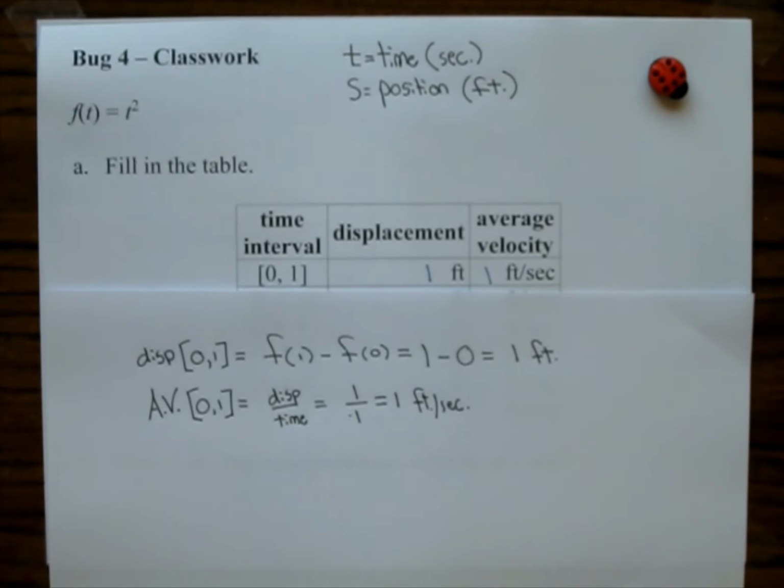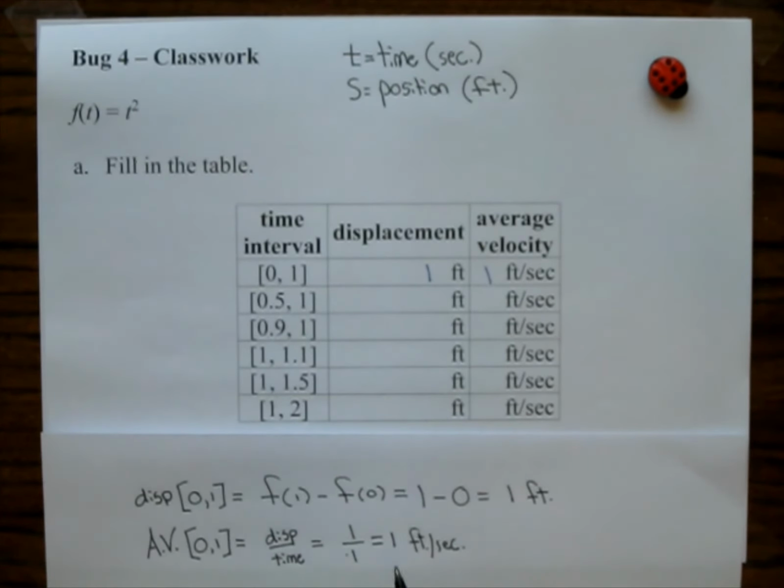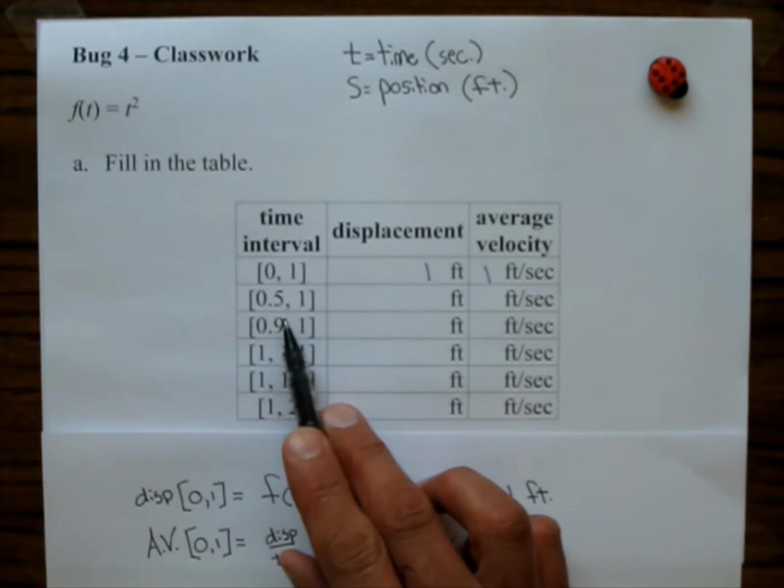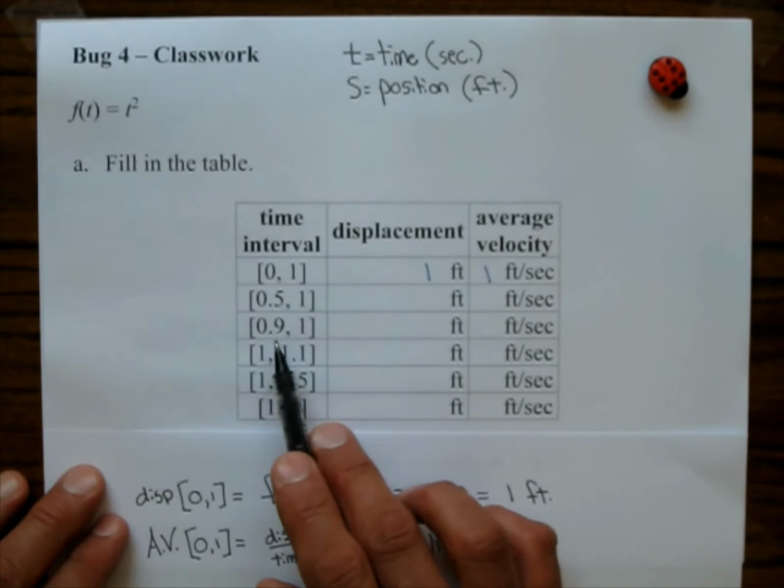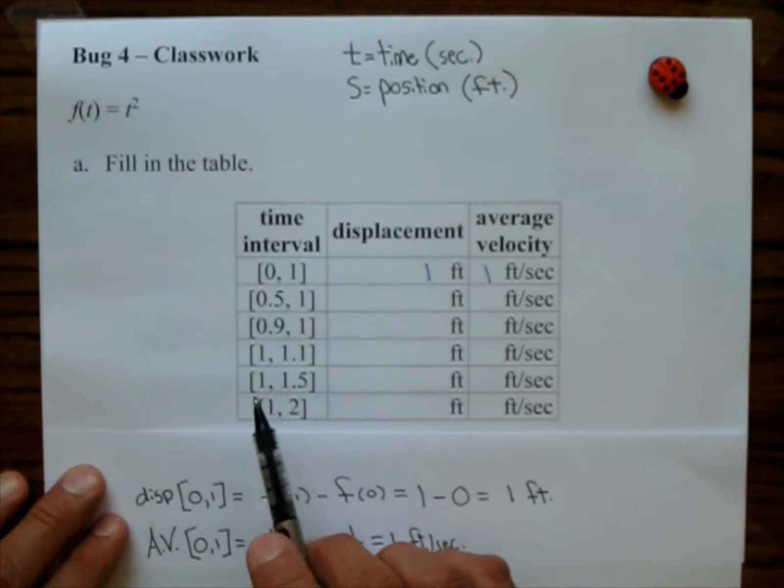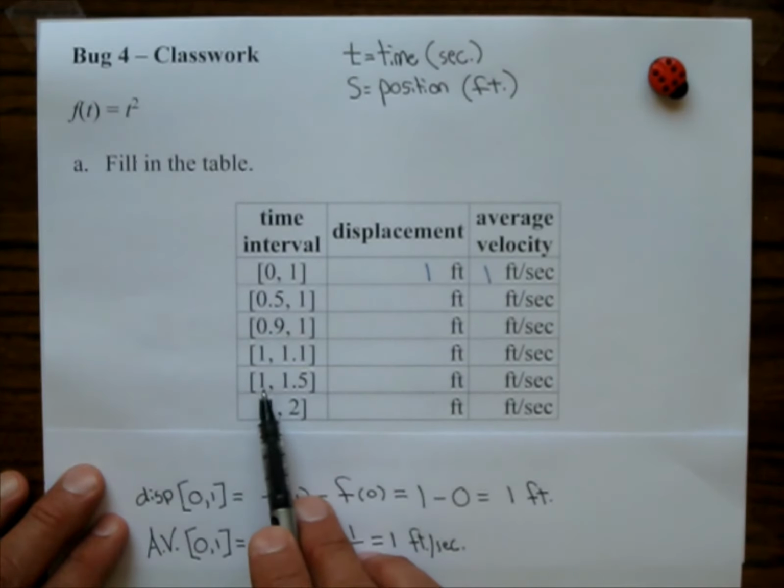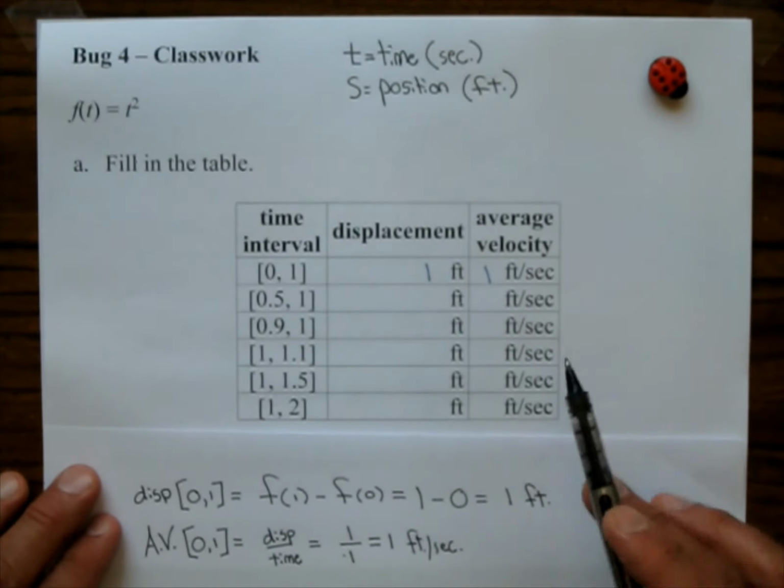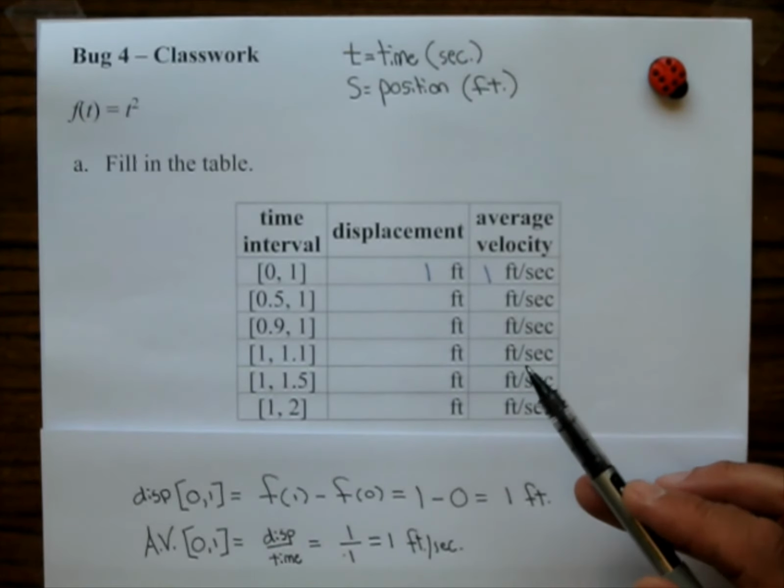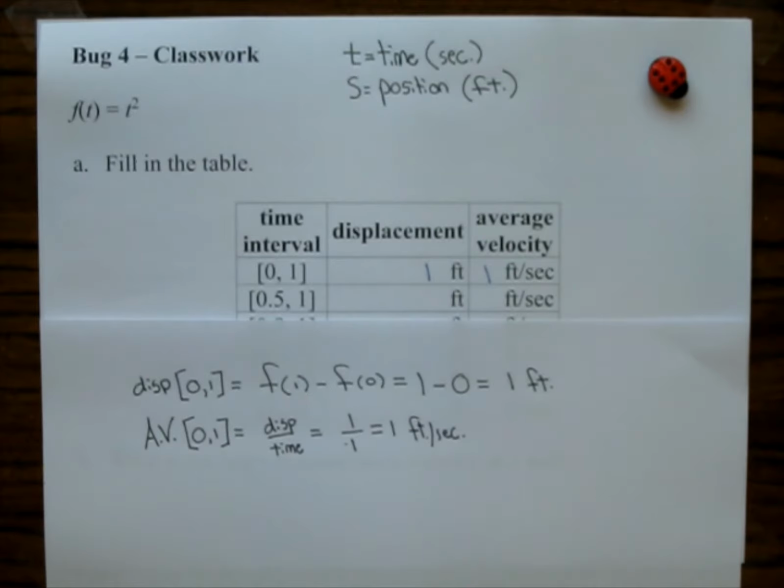So basically, this is what you're doing. You're going to do this like 5 more times. And notice what's happening to the interval. The time interval is getting smaller. Look, 0.5 to 1, 0.9 to 1. And then over here, if we do this the other way, we have 1 to 2, 1 to 1.5, and 1 to 1.1. So I'll walk through one more of these, and then I'll fill out what I got when I actually did the calculations on this.